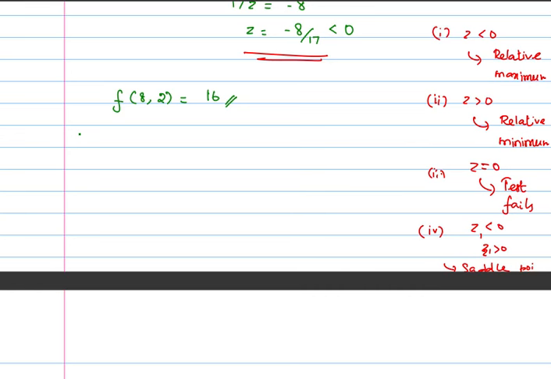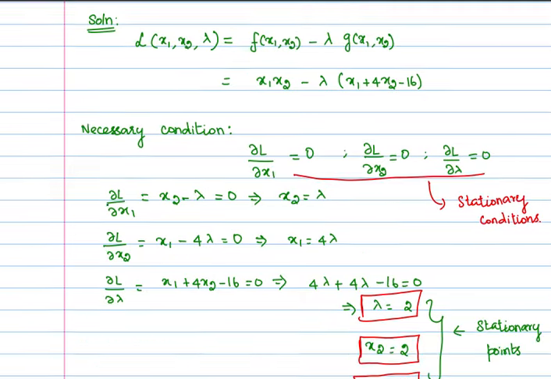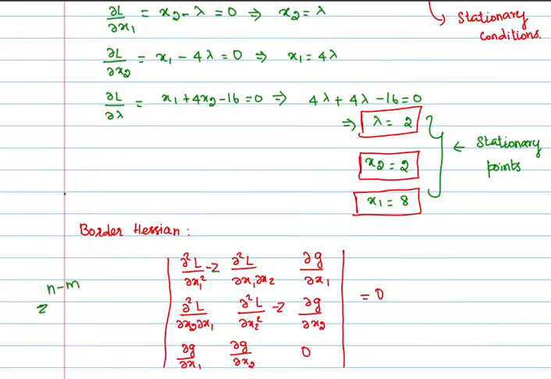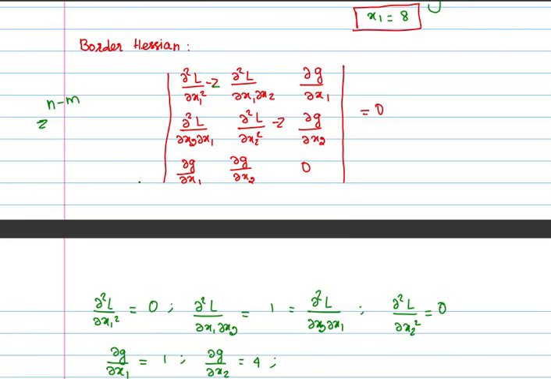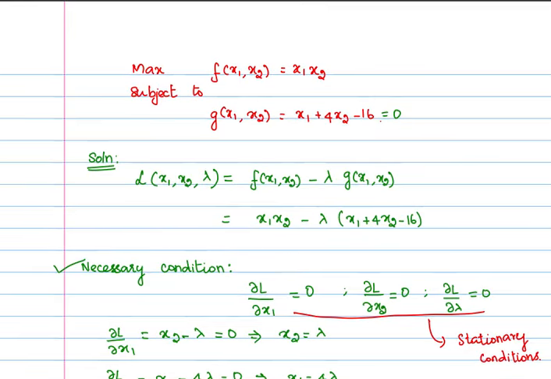I hope in this video you learned how to solve an equality constraint problem using the Lagrange multiplier method. We used the necessary condition to find the stationary point, and second, using the Hancock condition, we found the sufficient condition also. Thank you for watching this video.